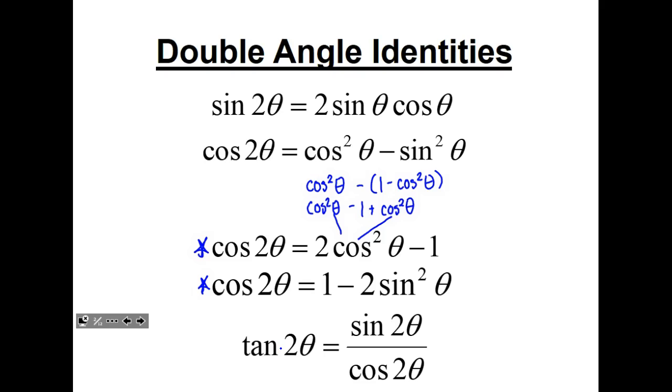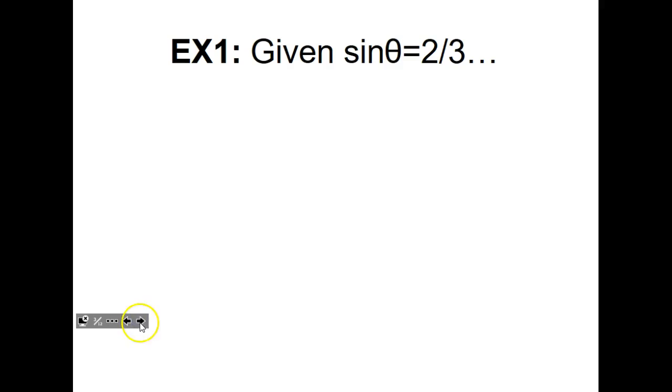Alright, so tangent should be a simple one to memorize. You're just sine over cosine. You pretty much already know that. You just have 2 theta instead of a single theta. So let's look at the problems that you're going to have for these.